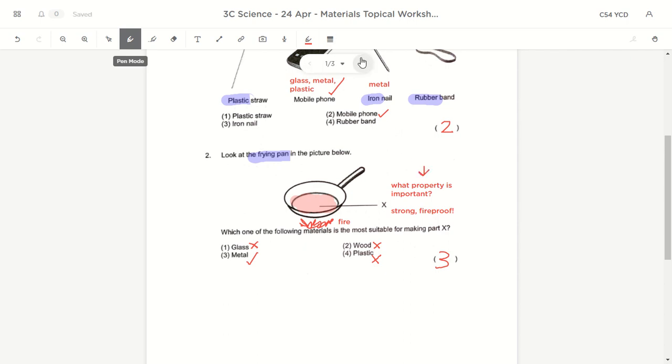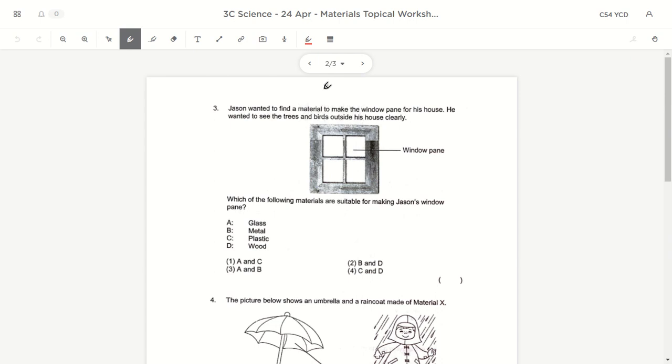Okay, so let's go to the next one. I want to find a material for my window pane, which is this part only. A lot of you were confused, you think I'm trying to make the whole thing. No, I'm only trying to make the window pane, which is this part that I can see through. So the important property of a window pane is that it allows light to pass through. So always think about the properties when it comes to material. Do not think of what do I have at home.